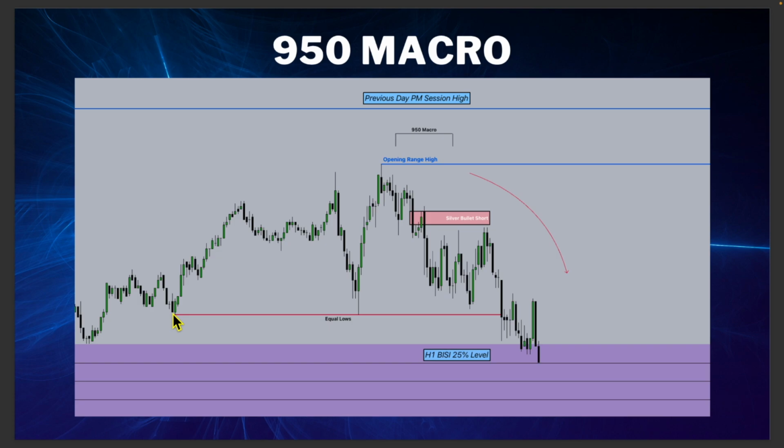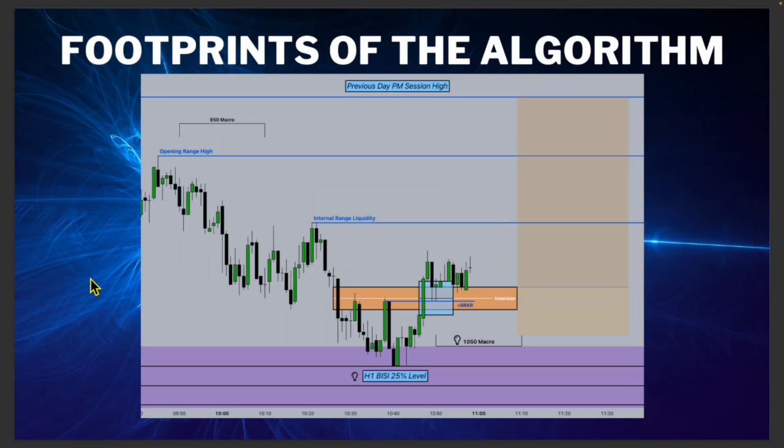Eventually I'll get a good setup that I see. But this is what I wanted to see. I want to see how we act once we deliver down to this hourly fair value gap. Okay, so after understanding what the 950 macro provided for us, this is my entry.